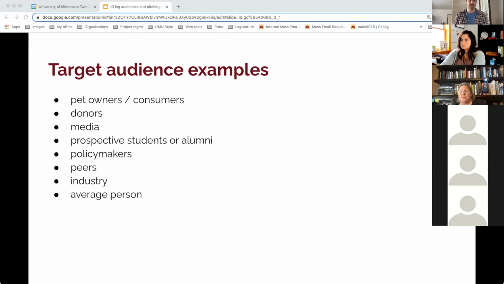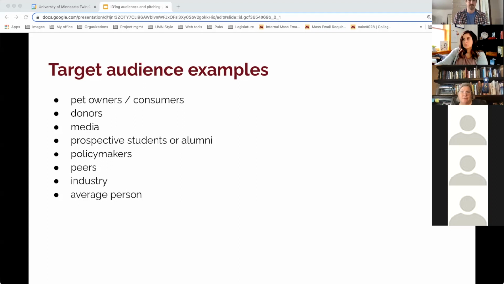So just a few examples. I think I've talked a lot about these, but again, these are ones that we really think about. Pet owners and consumers, I've alluded to quite a bit, but they probably have different motivations and interest level than somebody who potentially wants to donate to your research. Donors to research typically want to hear about an area that they care about a lot. Maybe they lost their horse to laminitis, so they want to fund metabolic disease, for example. So they probably are coming at it from a different level. They have different goals and preconceived notions.